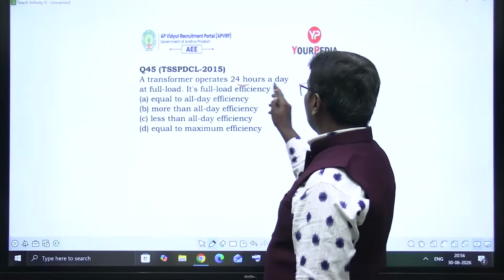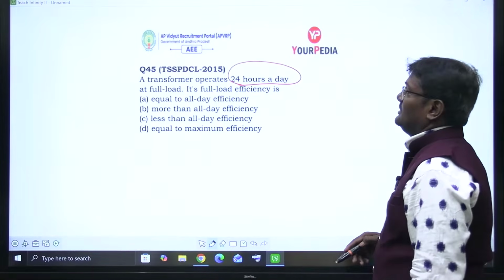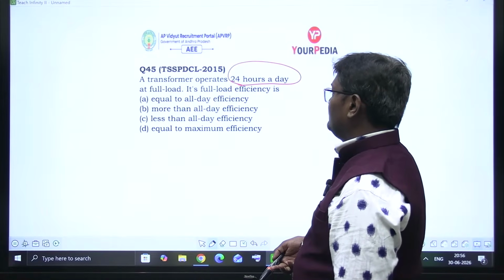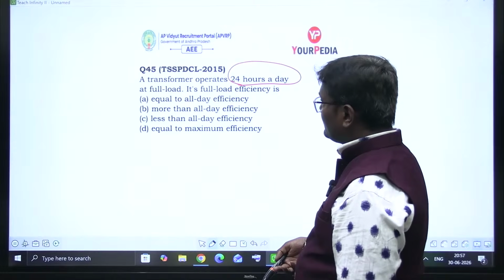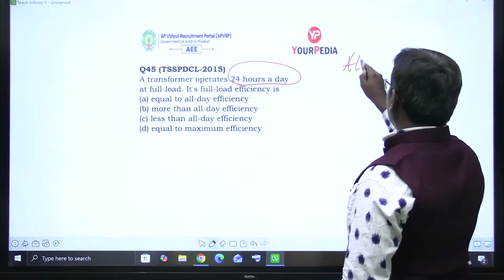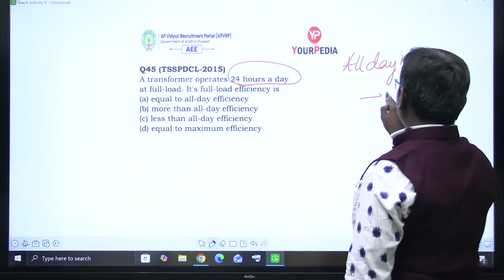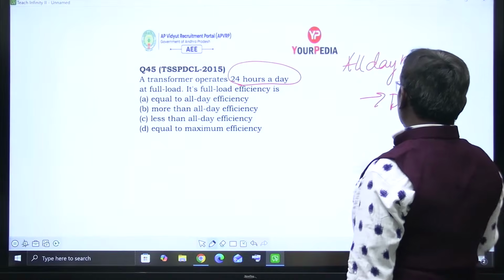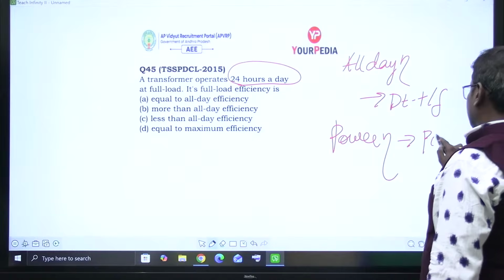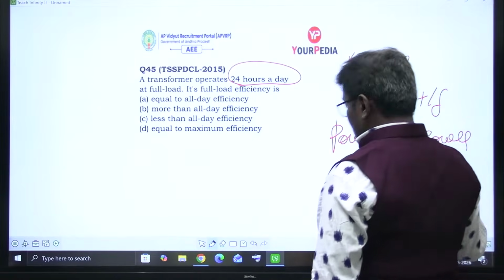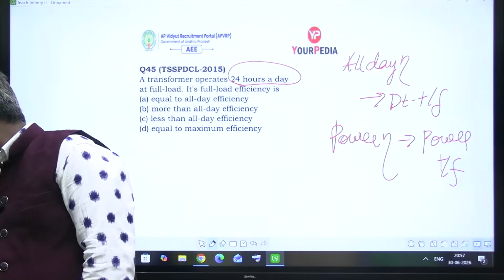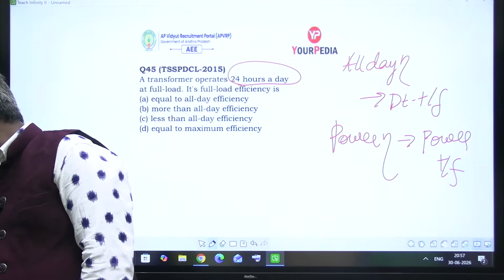A transformer operates 24 hours per day at full load. It's full load efficiency. Now, tell me, all day efficiency is defined for distribution transformer, and power efficiency is defined for power transformer. Think and tell me what is the answer for this one. Yes. What is the answer for this one?